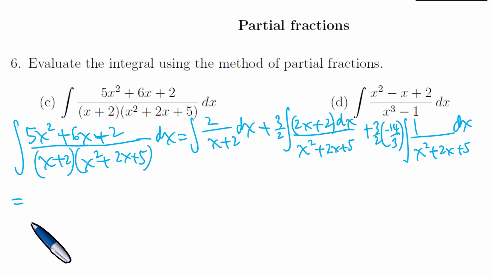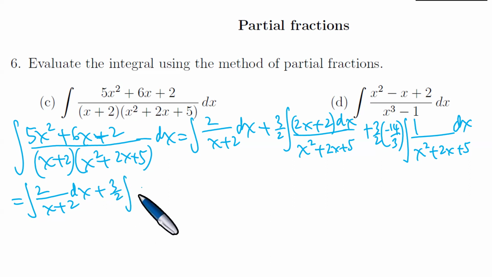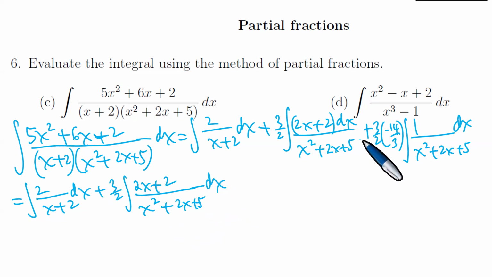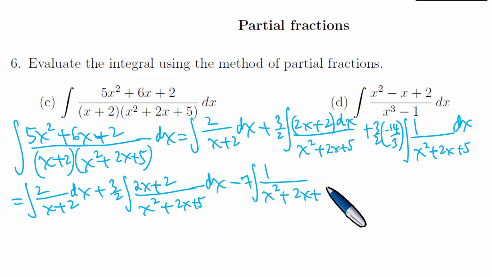Okay, and we have exactly this. Giving us 2 out of x + 2 dx. 3 out of 2, the integral 2x + 2, x squared + 2x + 5. Okay, the 3 cancels, and this gives us minus 7, 1 divided by x squared + 2x + 5.